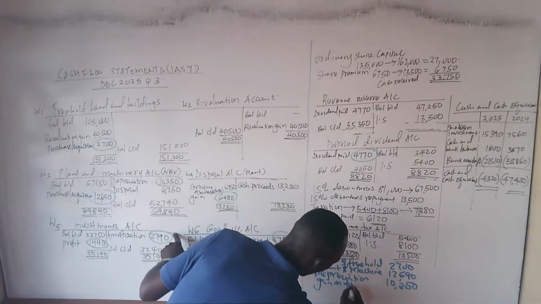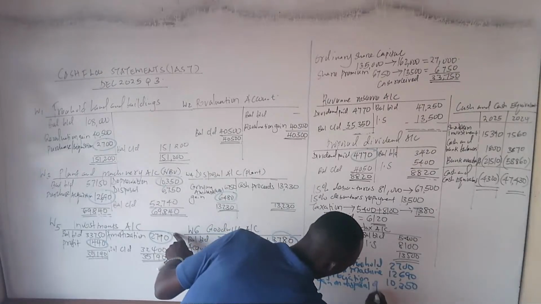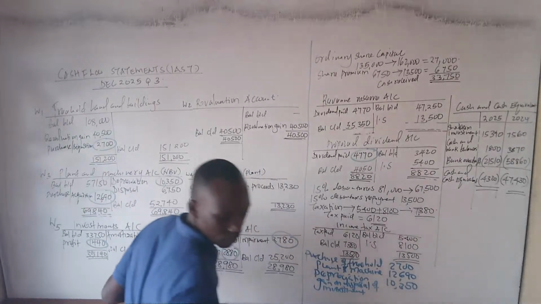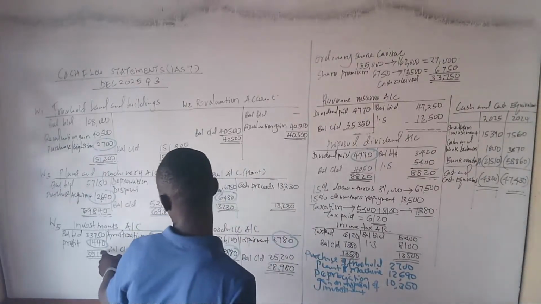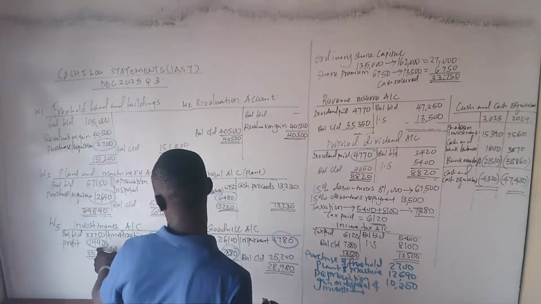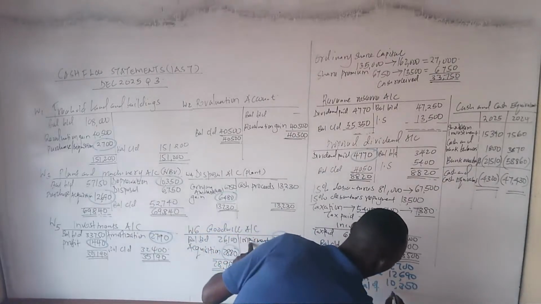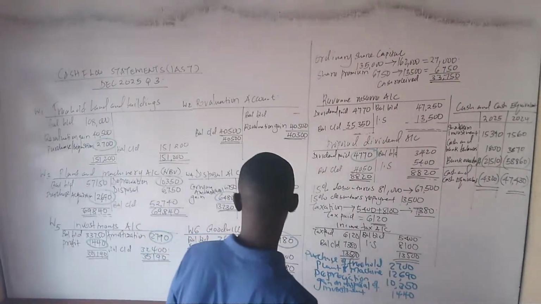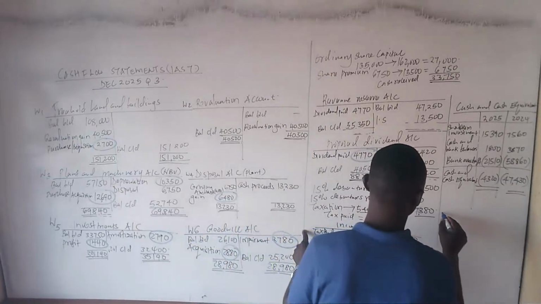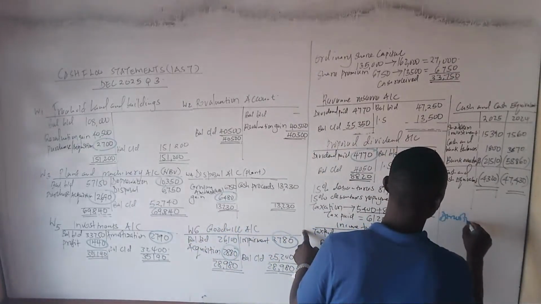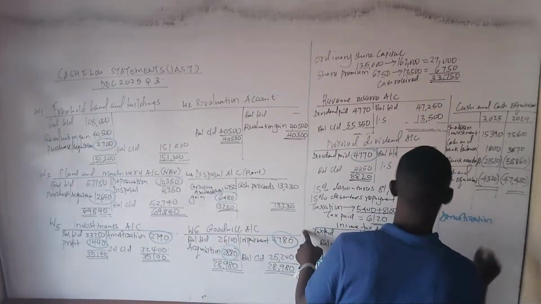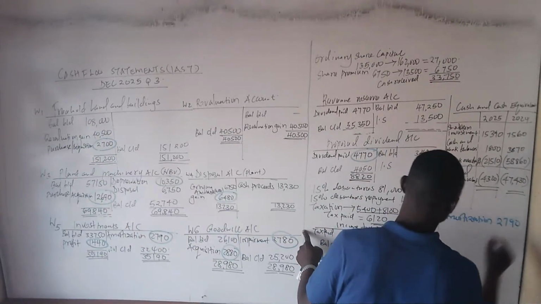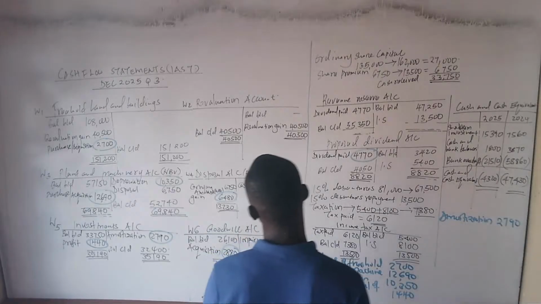Then from there we had gain on disposal of investment, an amount of 1,440. Then from there also we can talk about amortization. We had amortization, this is the amortization of investment, an amount of 2,790. Then what else?